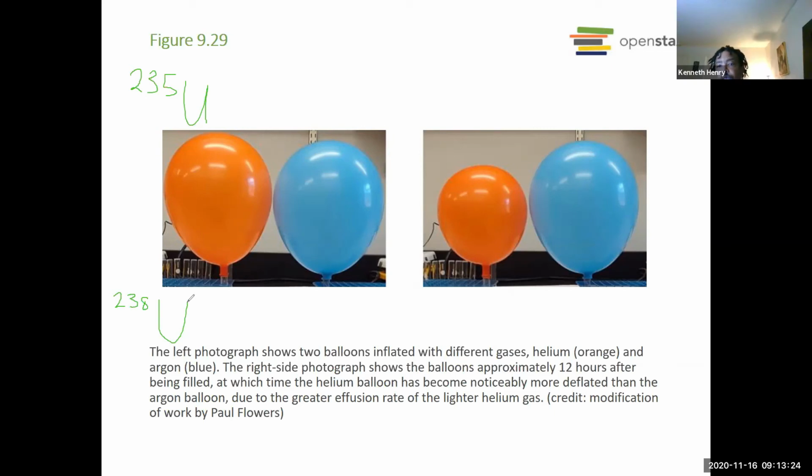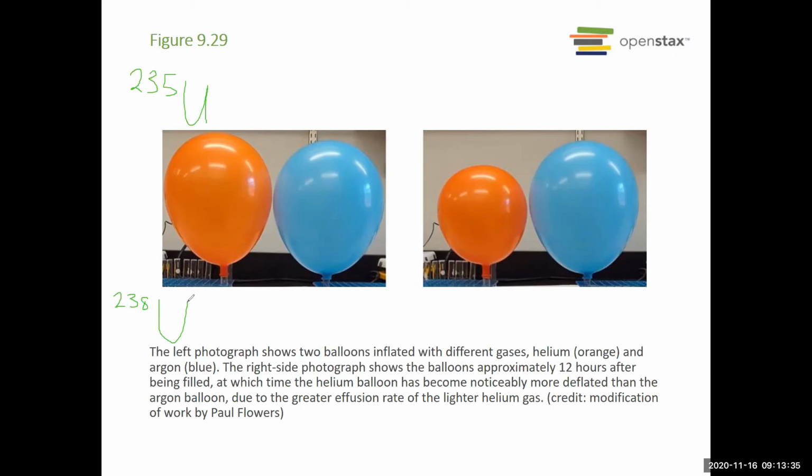So which one would you expect to effuse faster, uranium-235 or uranium-238? 235. Yeah, because it's lighter, right?